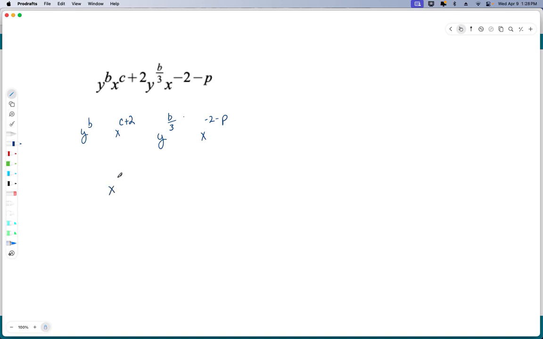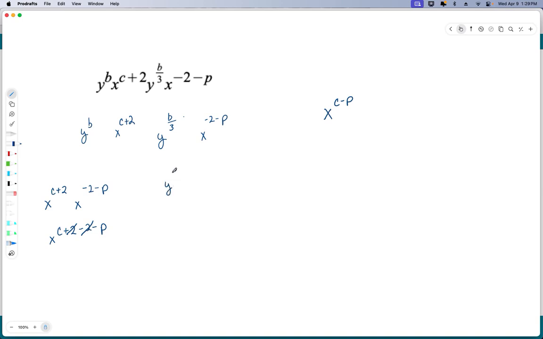So x to the c plus 2, x to the negative 2 minus p. We know we can combine all those together. So that's going to be x to the c plus 2 minus 2 minus p. So these 2's cancel each other out. So what we have left is going to be x to the c minus p. All right, so that's the x's. We've taken care of that. We move that to the side. So now let's do the y's.